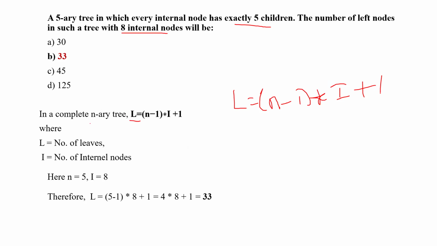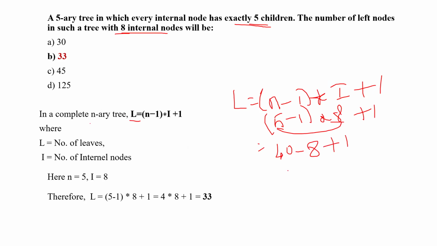Okay, now what have they given? Every internal node has exactly n, that is 5, children. So n is equal to 5. 5 minus 1. What is the I? 8 internal nodes. So into 8 plus 1. Just multiply: 5 into 8 is 40, minus 1 into 8, which is 8, plus 1. What is 40 minus 8? 32. 32 plus 1 is 33. So this 33 will be the number of leaf nodes. This is the method to calculate.